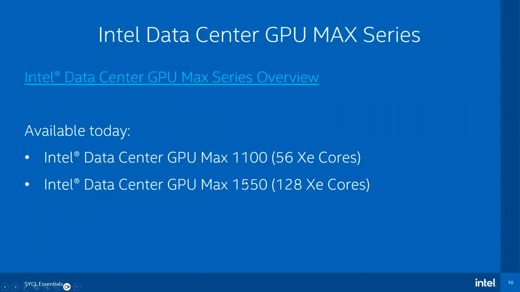So what's available today? There are 2 Data Center Max GPUs available today. One is the 1100, which has 56 Xe cores, and then there's also the 1550, which has 128 Xe cores. The 1100 is one Xe stack, and the 1550 is 2 Xe stacks. There is a link to a website here, which will give you more details about each one of these GPUs, the hardware specs. These slides will be sent out after the presentation.